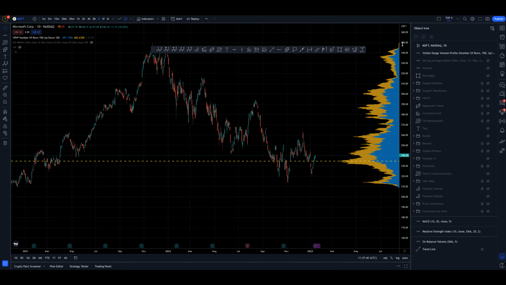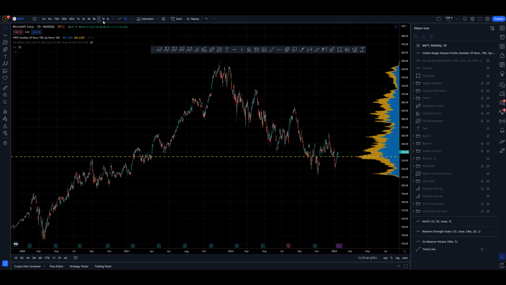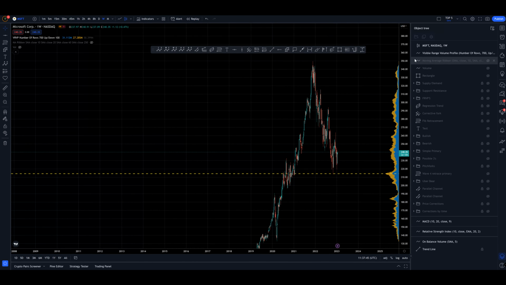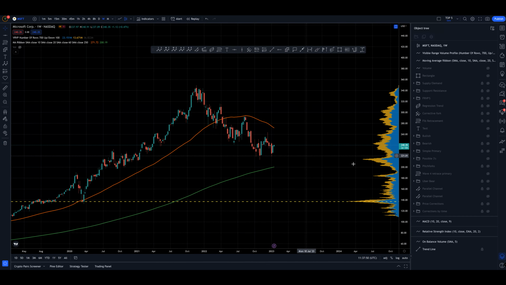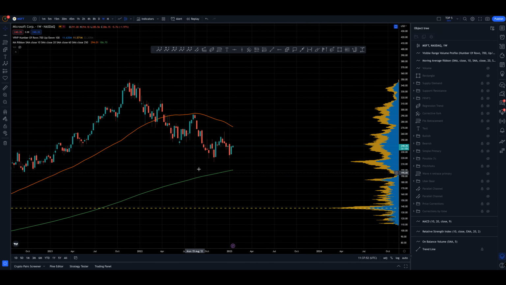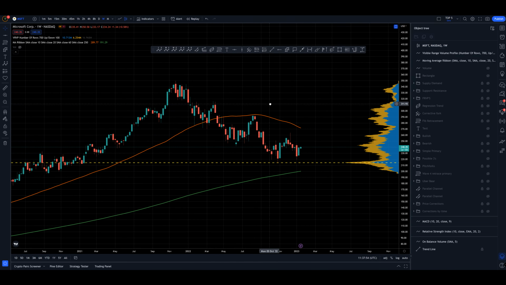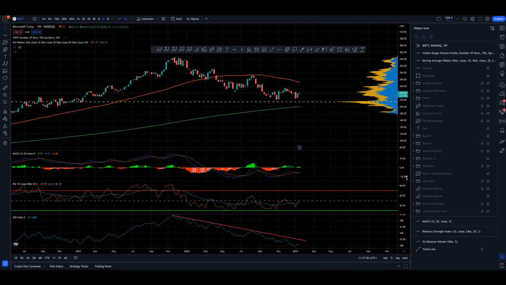So, we're here on the daily time frame. We're just going to back out to the weekly time frame, and we're just going to bring up our exponential moving averages here, the 60 and 250, 60 in orange, 250 in green. And we're just going to bring up our indicators first, I think, to do this.